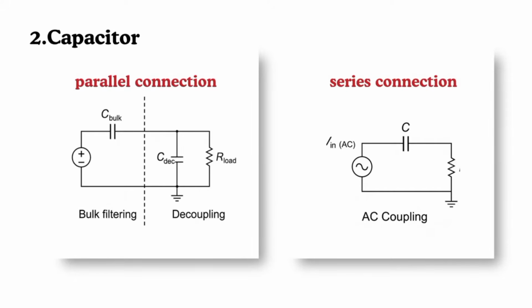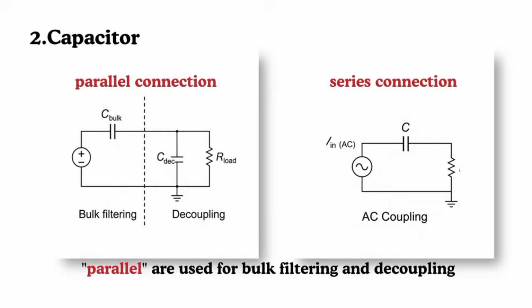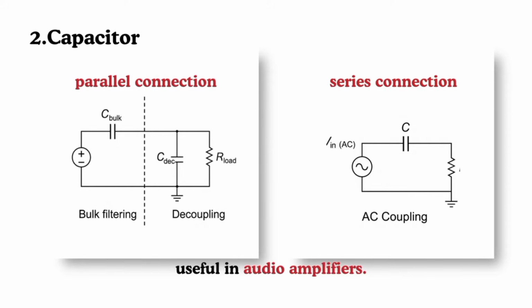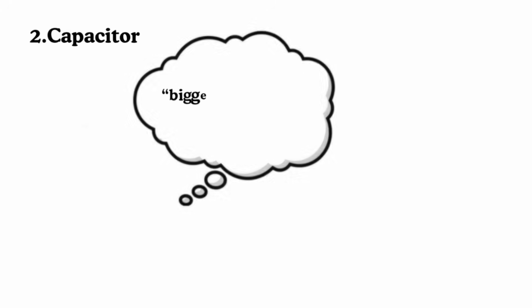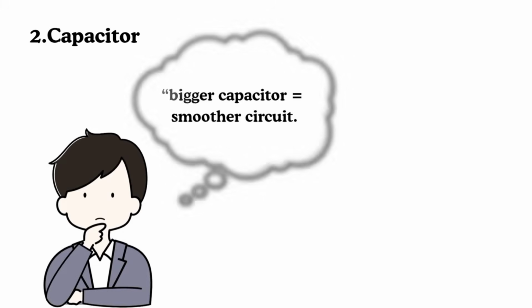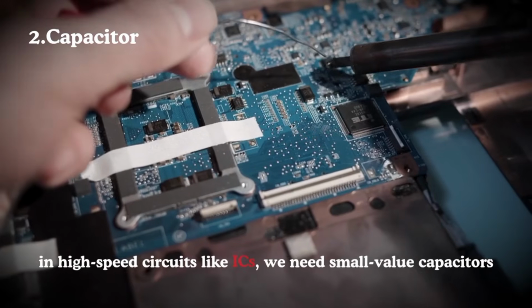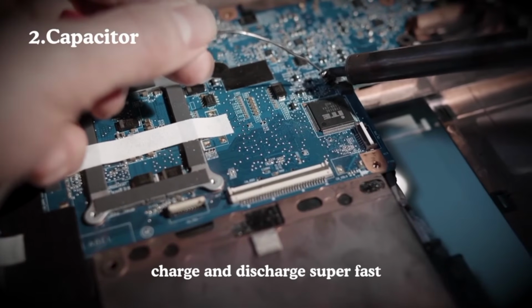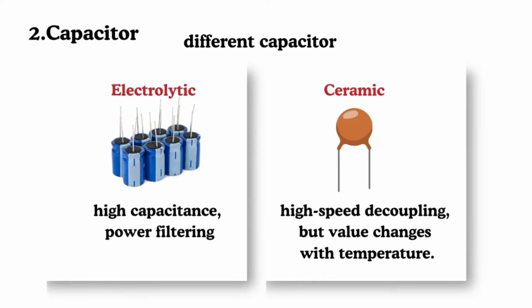2. Capacitors. In DC circuits, capacitors in parallel are used for bulk filtering and decoupling. But if you connect them in series, they act as AC coupling capacitors, very useful in audio amplifiers. Here's a myth: many think bigger capacitor equals smoother circuit. Actually, in high-speed circuits like ICs, we need small-value capacitors because they charge and discharge super fast.